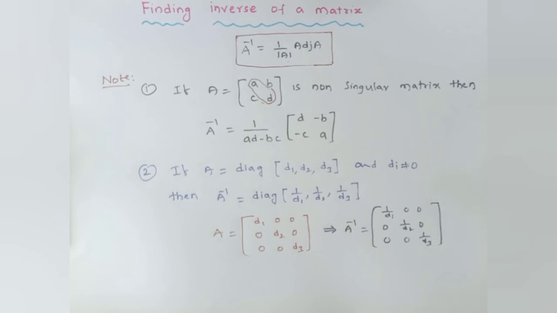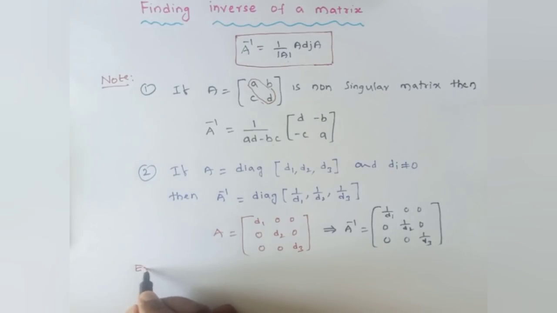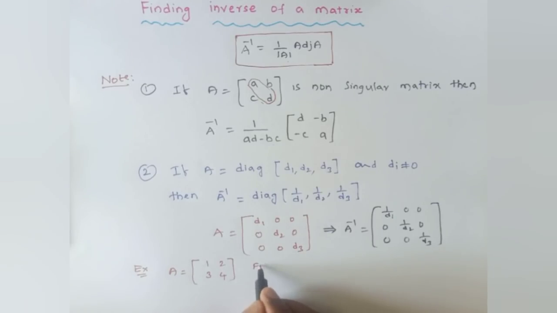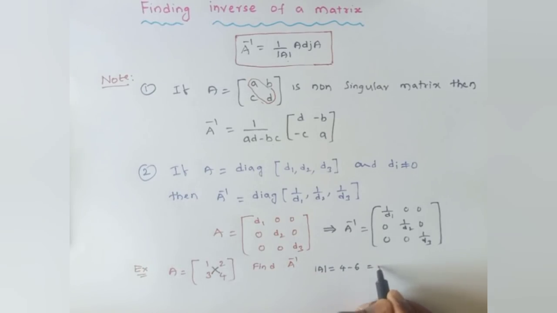For example, a 2 by 2 matrix. Here A is the given matrix 1, 2, 3, 4. Then find A inverse. By using the concept of adjoint or cofactor we can evaluate it, or you can use this formula. First of all we need to find the determinant of this matrix. The determinant of a 2 by 2 matrix is 1 into 4 minus 3 into 2. That is 4 minus 6, which equals minus 2. So the determinant of A is this one.